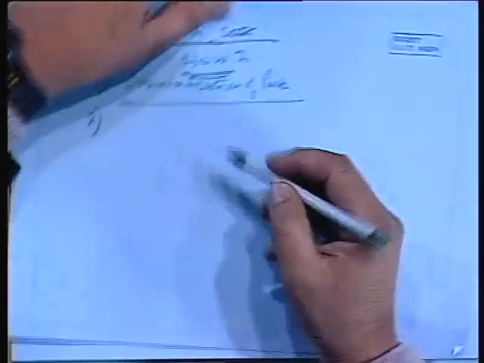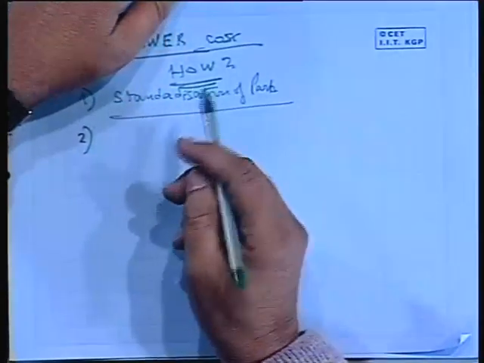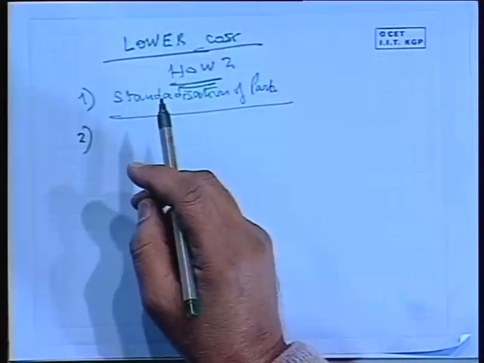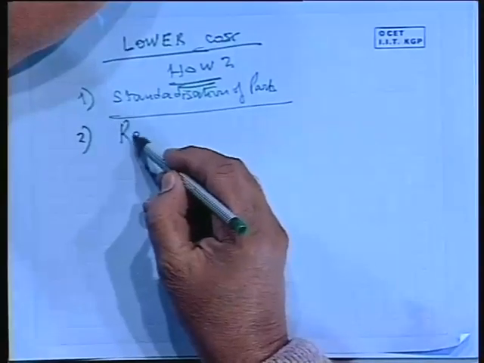So, standardization of parts is one. Exit policy has been thrown out, by the way. People didn't accept it. What else? Reorganization of the total company structure. Restructuring.